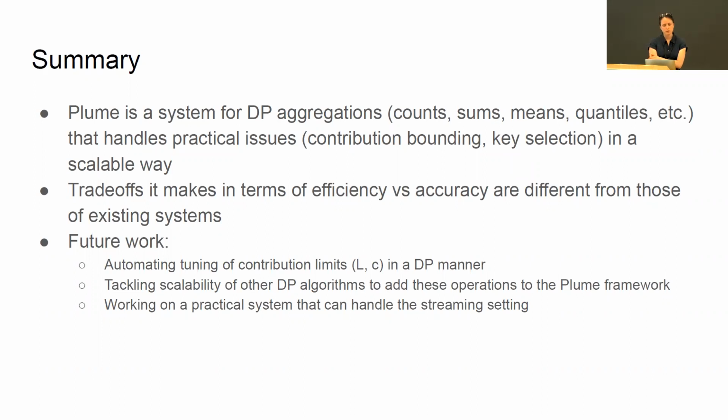In terms of future work, one big thing we'd like to do is automate the tuning of those contribution limits like L and C in a differentially private manner. And then, of course, we'd also like to add new aggregations and mechanisms to the Plume framework to incorporate important work from the DP literature and make it accessible to all these client teams. So if you have a method that you think might be able to scale well, come talk to us. And further in future, we'd also like to expand our infrastructure to handle things like the streaming setting.